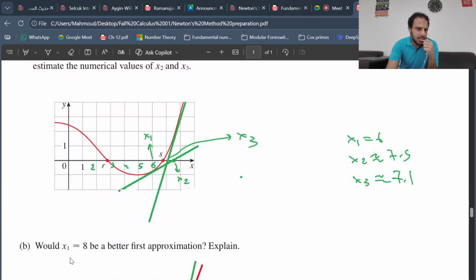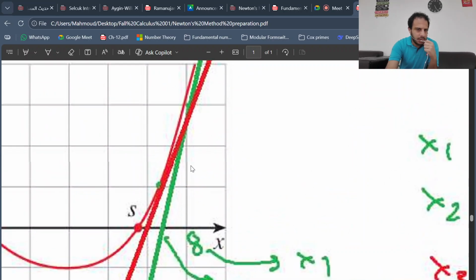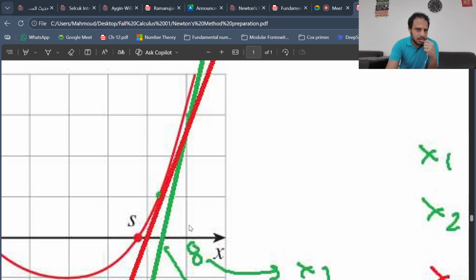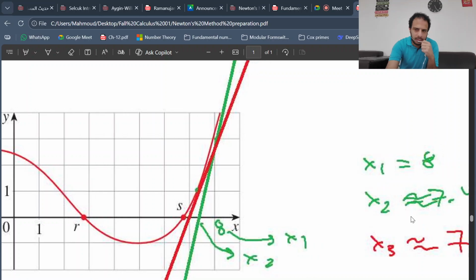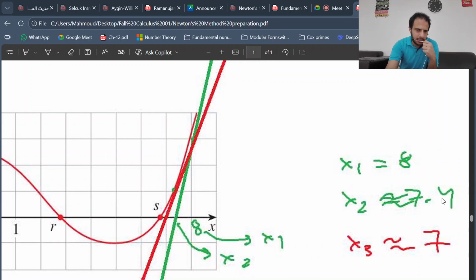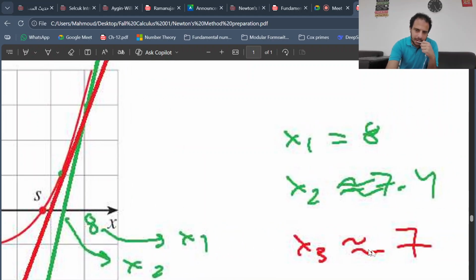The other part starts with x1 equals 8. So here, you have 8 here. Draw the tangent line. It's the green one, okay? You get nearly 7.3. I considered it at 7.4 before. Then from 7.4, draw the tangent line. It will be the red one, okay? Then the intersection is here. I considered it at nearly 7.